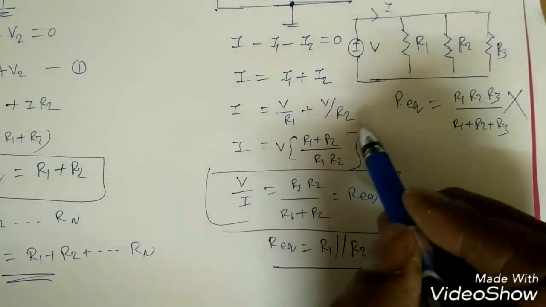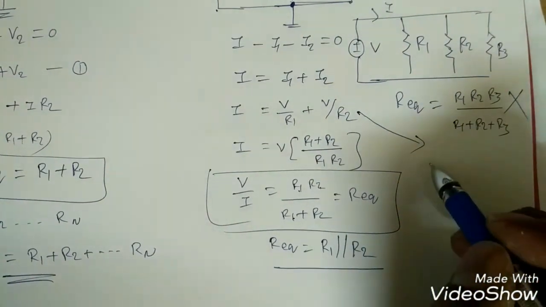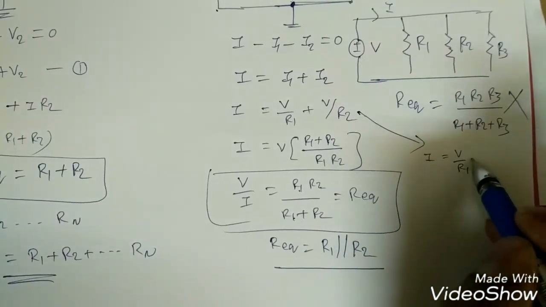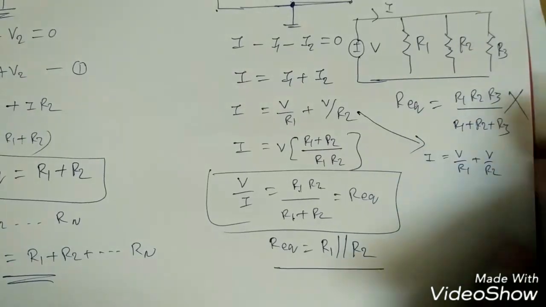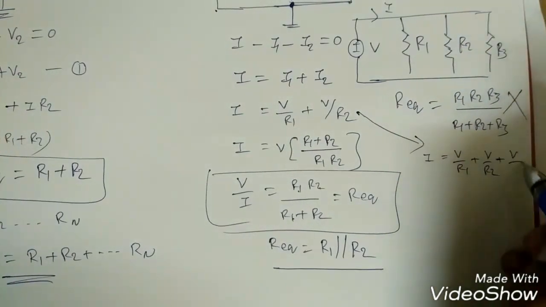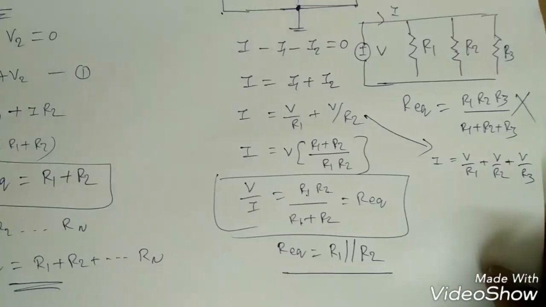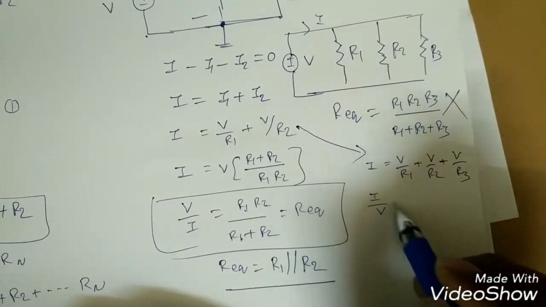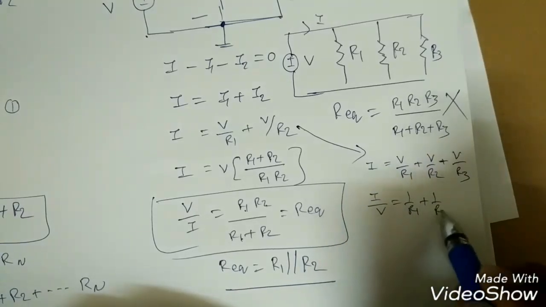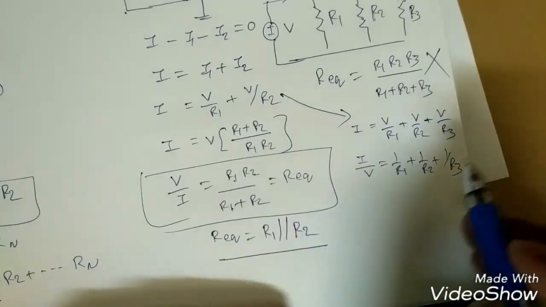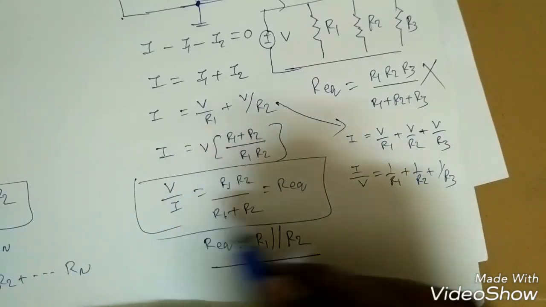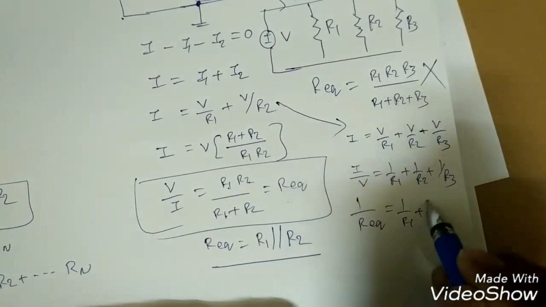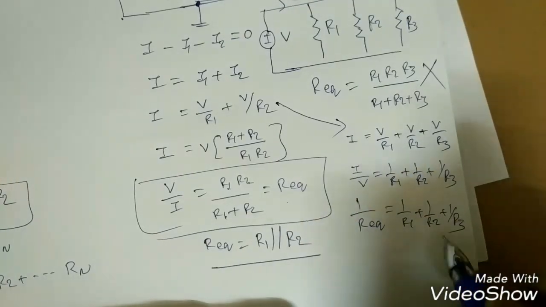Now how to find it? If you see this expression, I is equal to V by R1 plus V by R2. Suppose 3 resistances are in parallel, so I can write V by R3. If 4 resistances are in parallel, we can write V by R4. If I take V common, this will become I by V, which is 1 by R1 plus 1 by R2 plus 1 by R3. Now what is I by V? If V by I is R equivalent, I by V is 1 by R equivalent, which is 1 by R1 plus 1 by R2 plus 1 by R3.